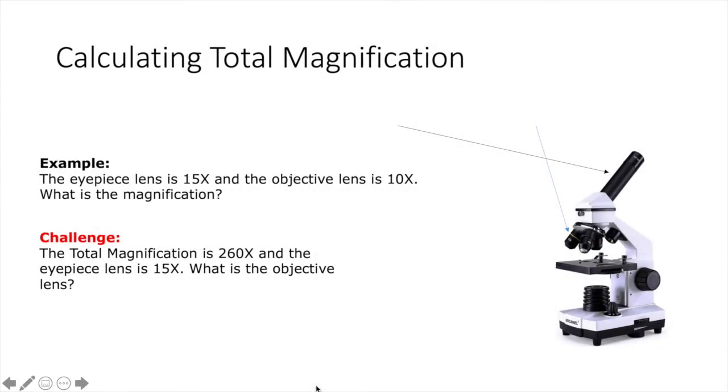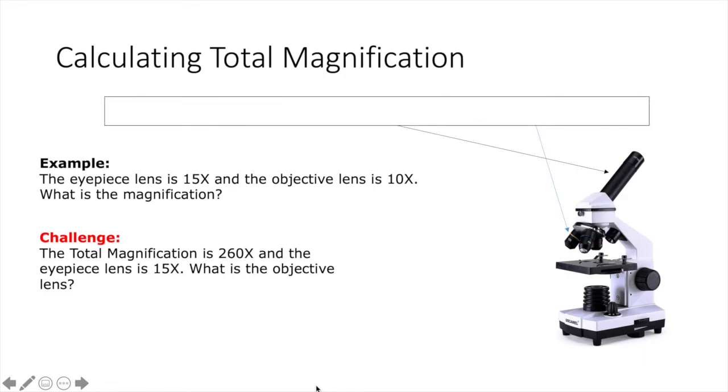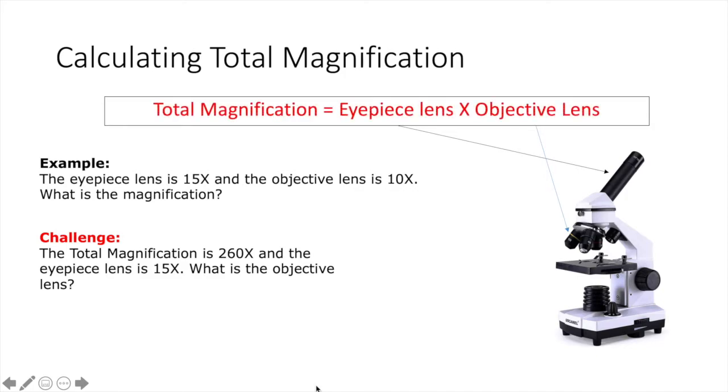We now need to know how to calculate total magnification. So, I know there are a load of you mathematicians out there. In order to calculate total magnification, we need to have an equation. We need to do the eyepiece lens times the objective lens in order to calculate total magnification.